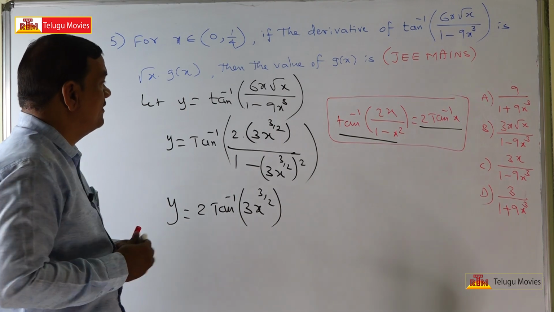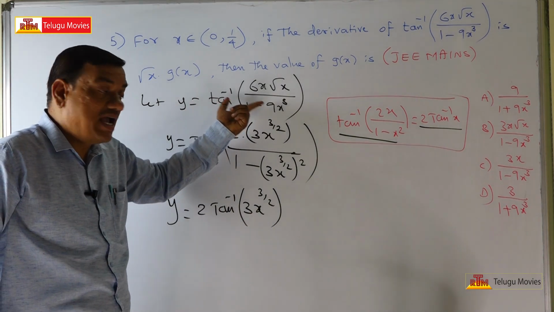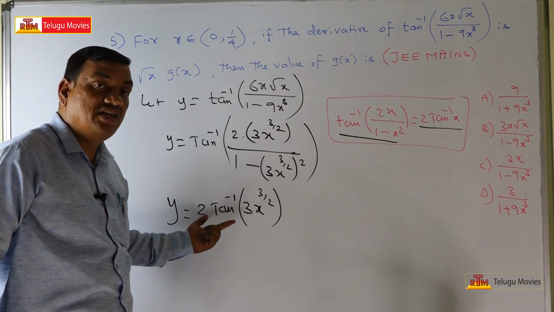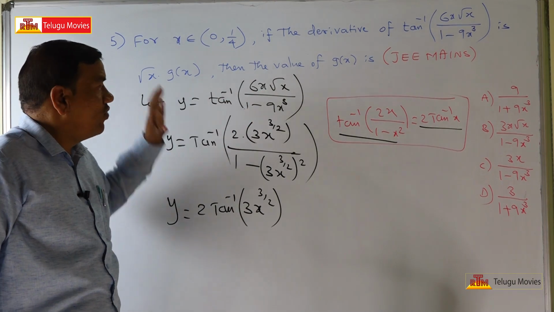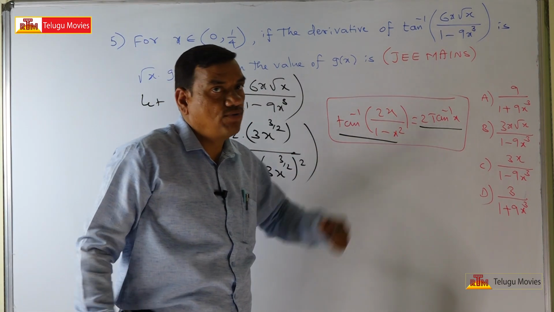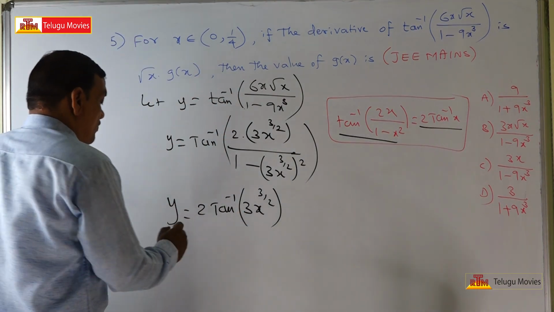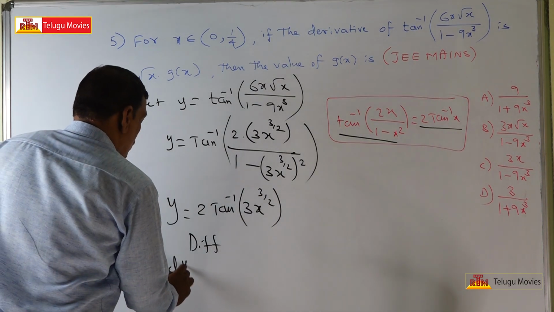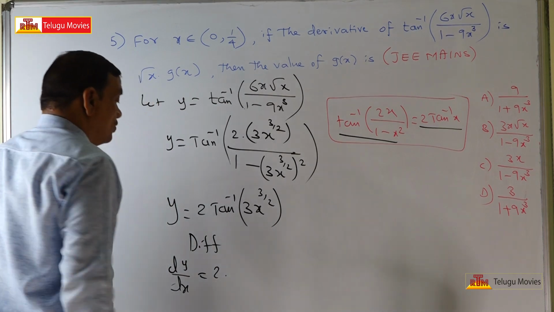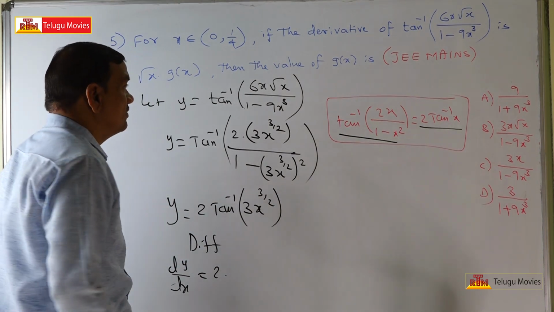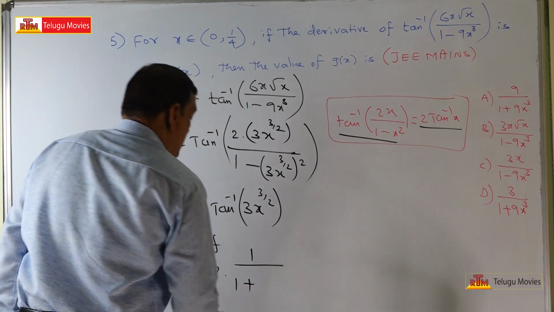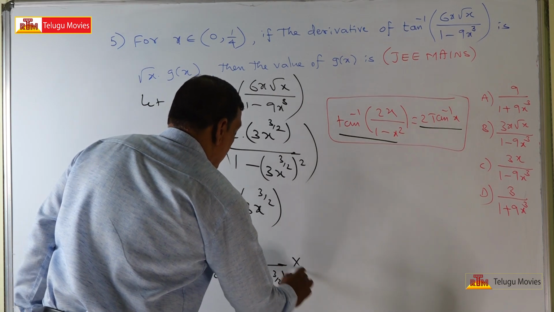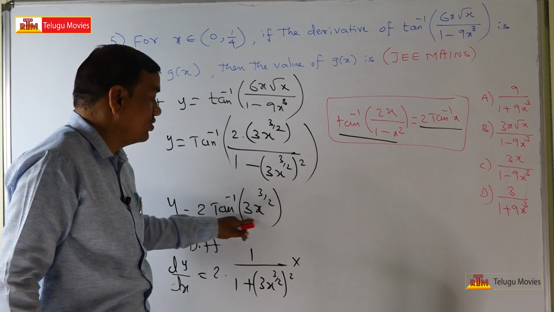So whatever the given expression was, I have converted it into another form. Finding the derivative of this expression is comparatively much easier than the given expression. For that I made use of this formula. Now find the derivative, differentiating with respect to x on both sides. So dy by dx is equal to 2 into the derivative of tan inverse of x, which is 1 by 1 plus x square, that means 3x power 3 by 2 whole square. The problem is not completed; again you have to find the derivative of this.